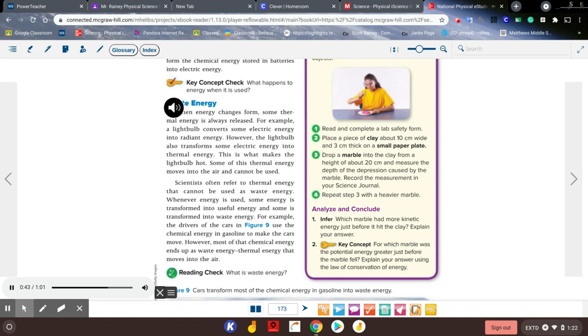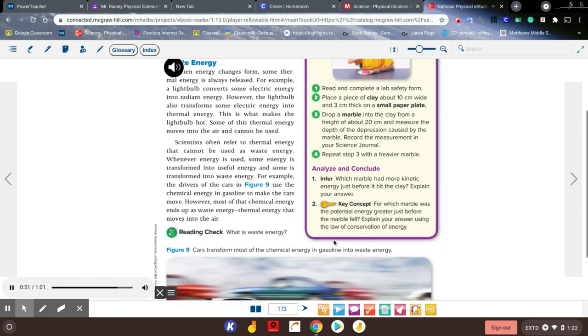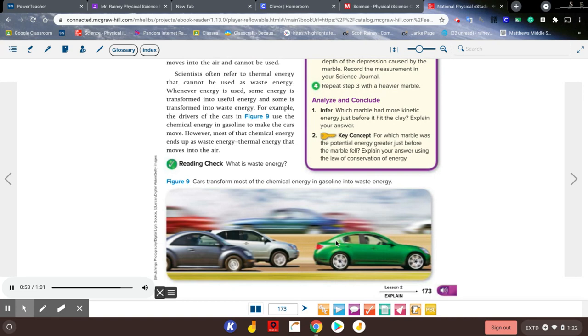For example, we use the chemical energy in gasoline to make the cars in Figure 9 move. However, most of that chemical energy ends up as waste energy, thermal energy that moves into the air. Reading check. What is waste energy?